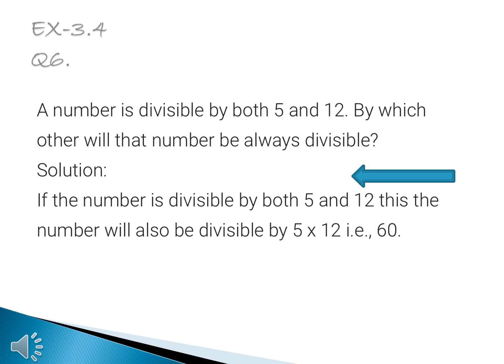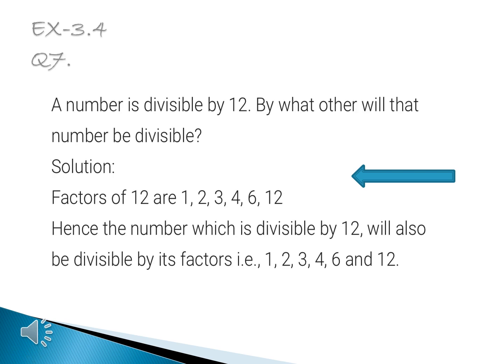Now I can ask you one simple question similar to this one. If a number is divisible by 2 and 3 both, by which other number can it be divisible? Your answer will be 6, right? Because if a number is divisible by 2 and 3, it will be divisible by their product also. The product of 2 and 3 is 6, so the number will be divisible by 6. This is how you can frame your own questions similar to this question and try to find out the answers.